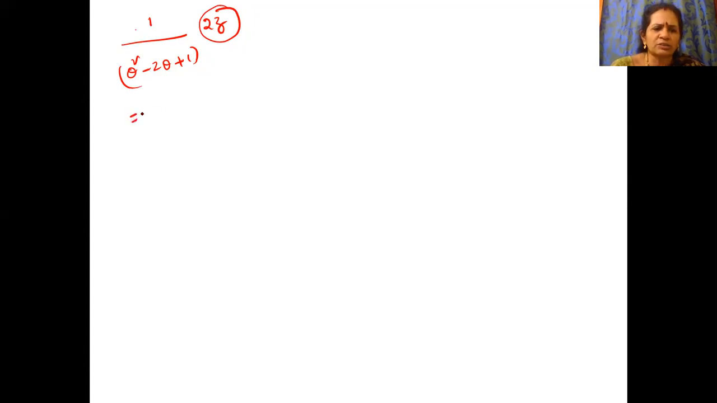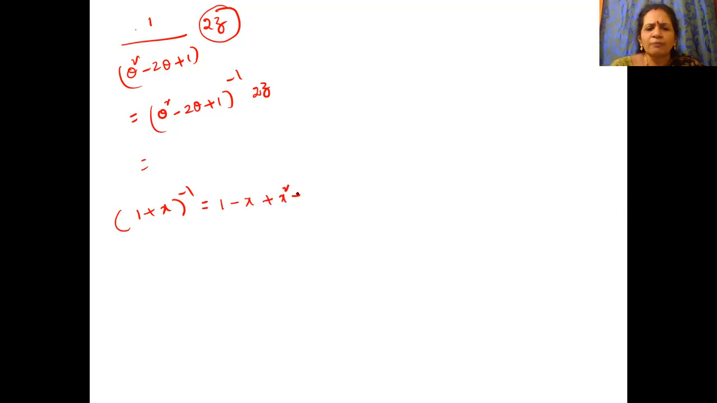We have to use this formula. This can be written as D square minus 2D plus 1, whole inverse, into 2z, right? Then after that, use this in the form of the binomial expansion. The 1 plus x whole inverse formula you can apply here. What is the 1 plus x whole inverse formula? 1 minus x plus x square minus x cube plus x to the power of 4 minus, and so on, right? So use this formula here.